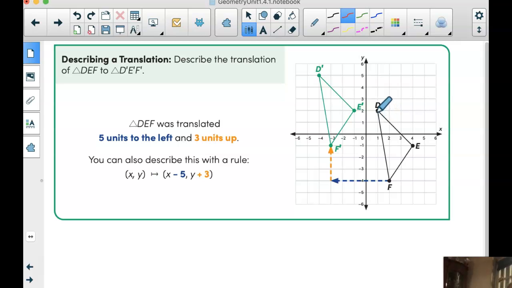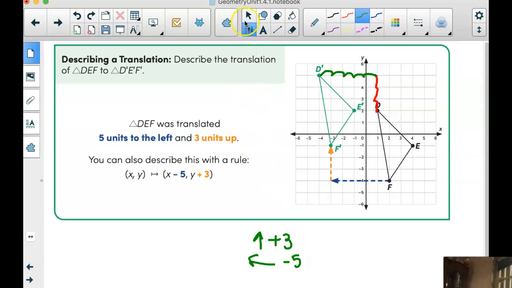Let's see. Let's count up. 1, 2, 3, right? So we went up 3. And the 1, and the 2, and the 3. All right, and how many do we have to go over? 1, 2, 3, 4, 5. So we went up 3. Okay, so I'm going to do up 3. And we went to the left 5. All right, so we went in the negative direction 5.